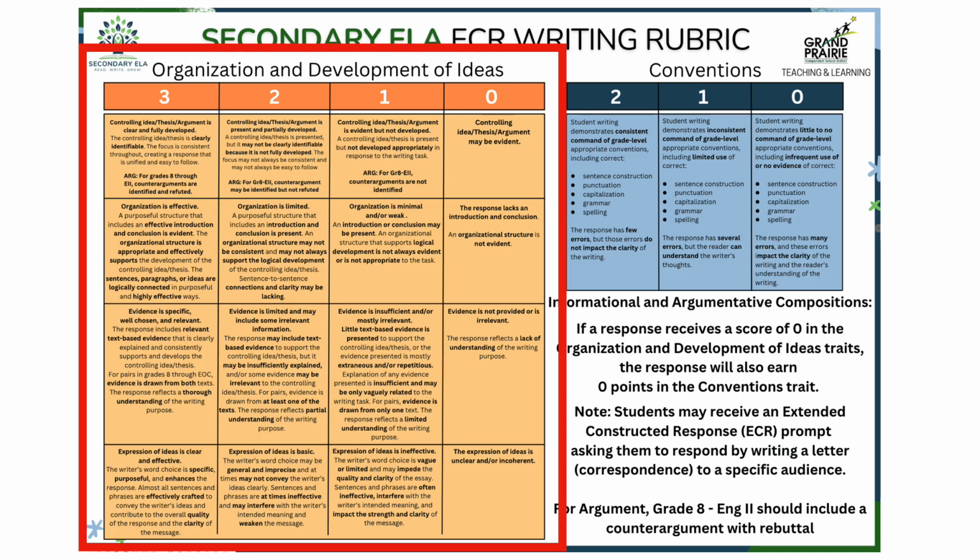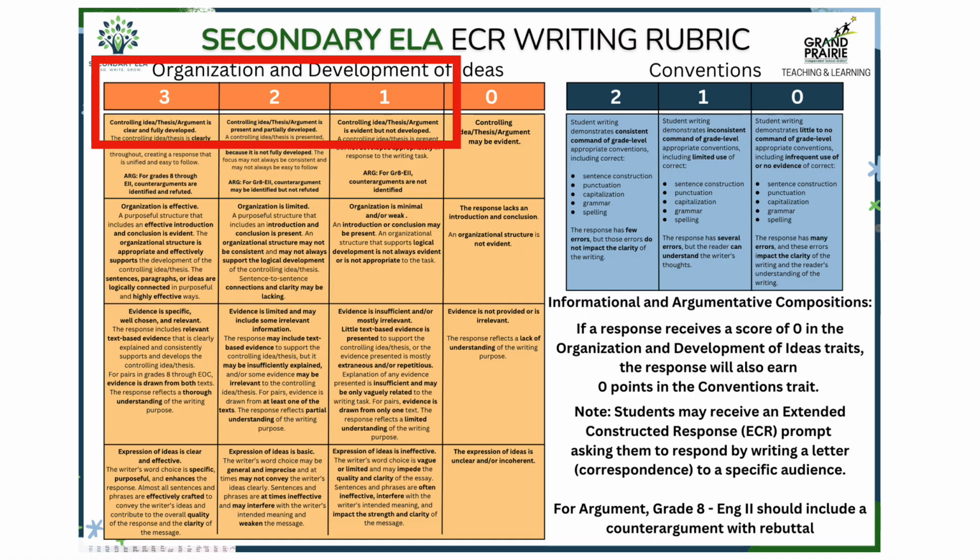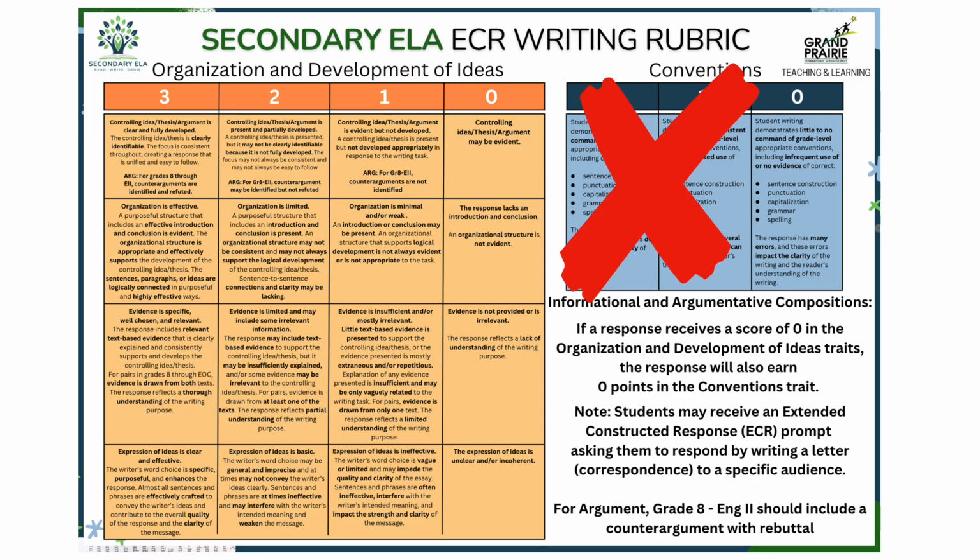The rubric is broken into two sections. First, the Organization and Development of Ideas section, and second, the Convention section. It is really important to understand that a student must score a 1, 2, or 3 in the Organization and Development of Ideas section in order to score any points for conventions. So if a student does not score a 1, 2, or 3 in this first orange section, they may not receive any points for conventions.